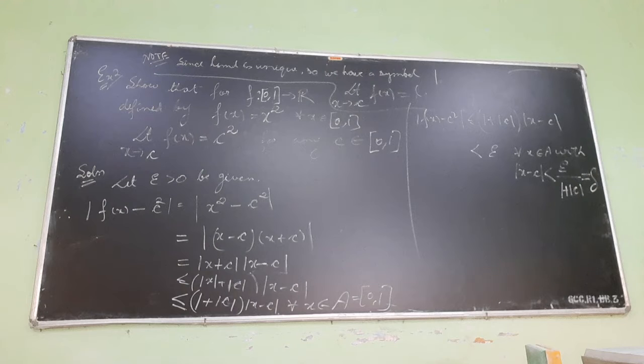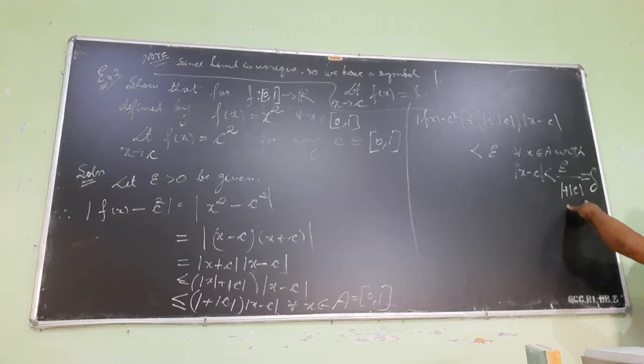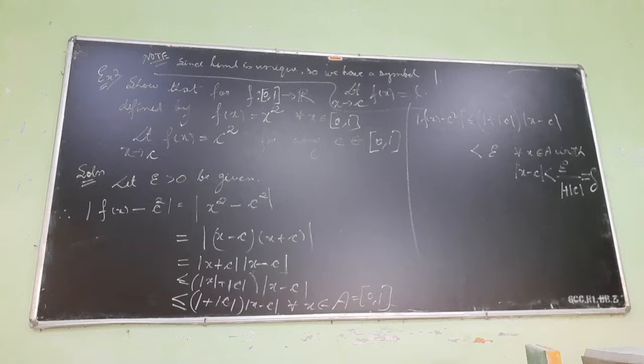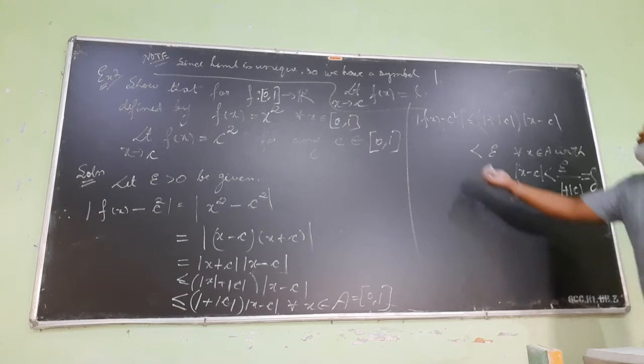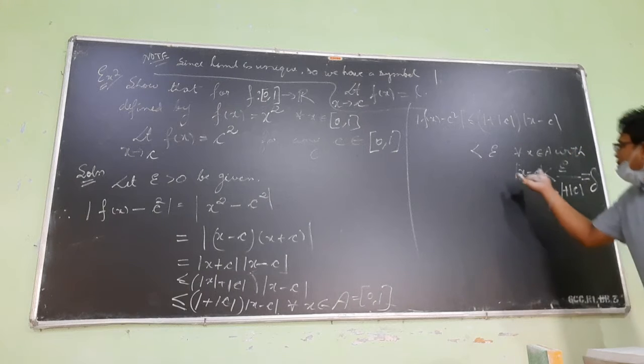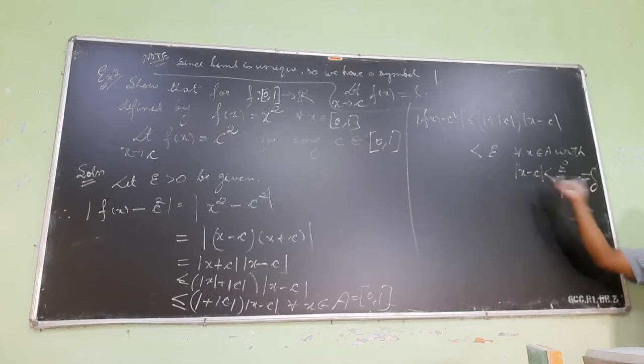This is our delta. So if we take mod of x minus c less than epsilon by 1 plus mod c, in that case this quantity will be less than epsilon. So the distance between f(x) and c square can be made smaller than epsilon by reducing the distance between x and c. Like that. So this is the one.